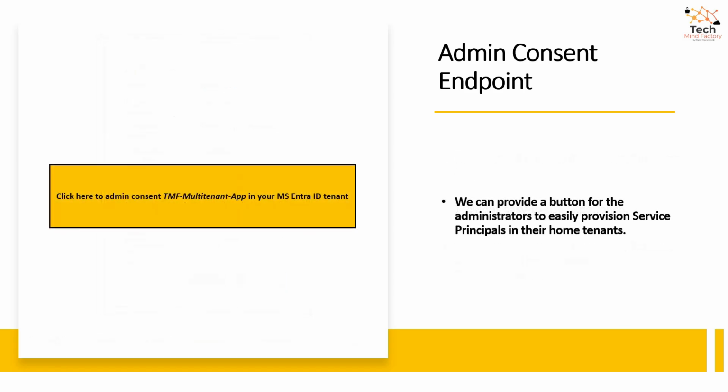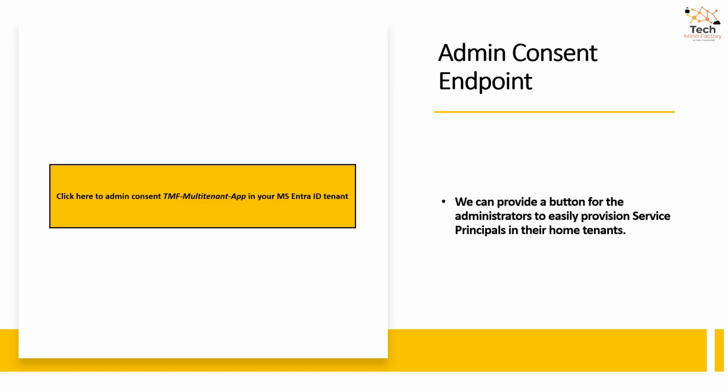All right. So just a couple of things, because obviously the URL is the simplest way. But what we can do also in our application is provide a button like "click here to admin consent in your MS Entra ID tenant," right? So we can provide a button for the administrators to easily provision service principals in their home tenants.